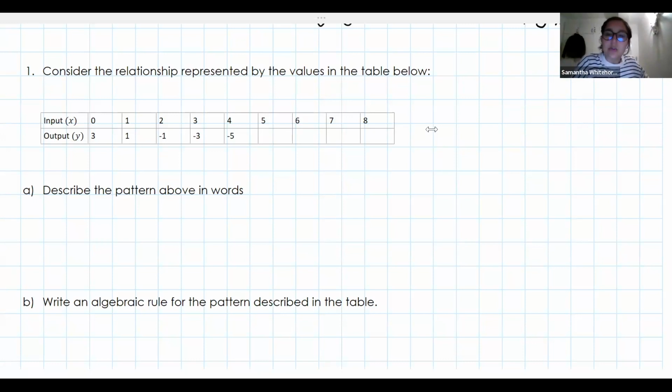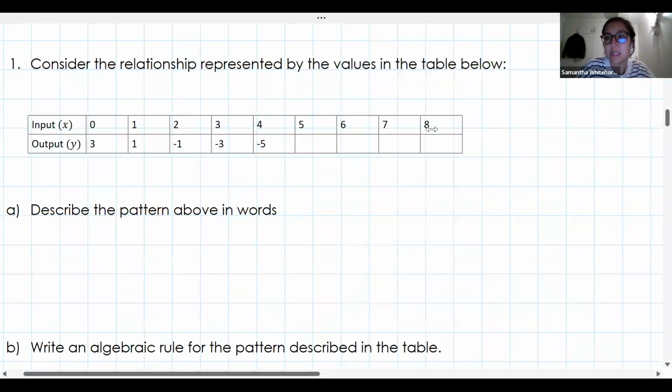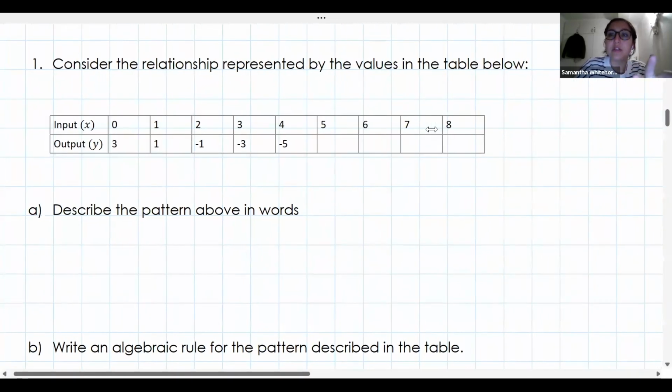Alrighty. So if we have a look at our very first situation here, we have got a relationship expressed by a table, and we wanted to go and answer a bunch of questions. So the first thing is we've been given a table. We can see that we're missing some values in our table. And rather than jump straight into the questions, first establish what is going on in this table.